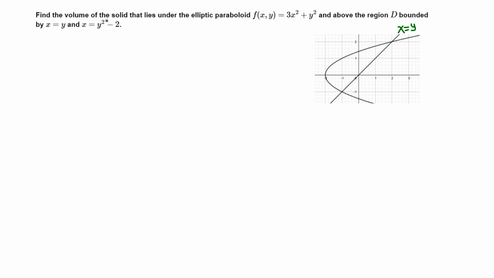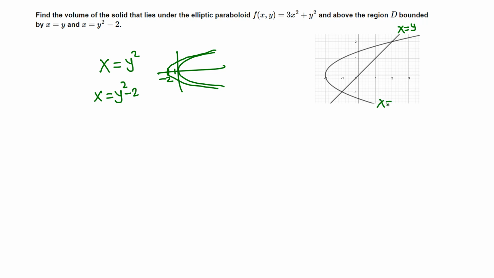Now x equals y squared minus 2, how do you graph this? As you know, x equals y squared is a parabola but slanted like this. And x equals y squared minus 2 means shift this down 2. So 1, negative 2 here. So the graph will be something similar to this. It does not have to be exact, and here is the case. This is the graph of x equals y squared minus 2. So the region bounded by these two curves is this.